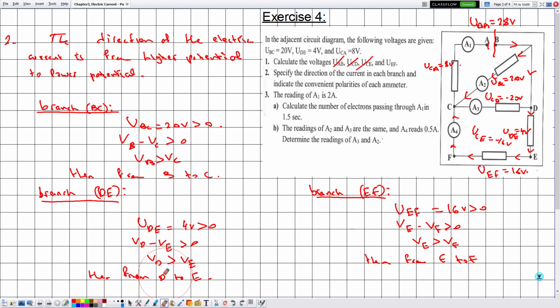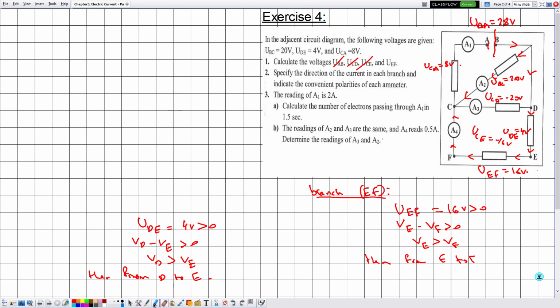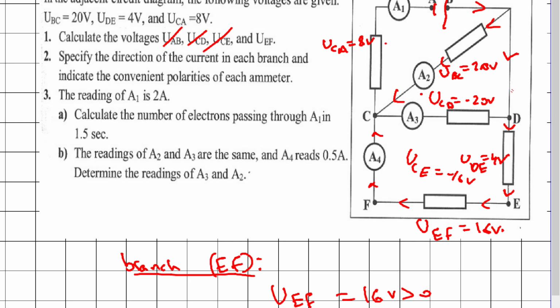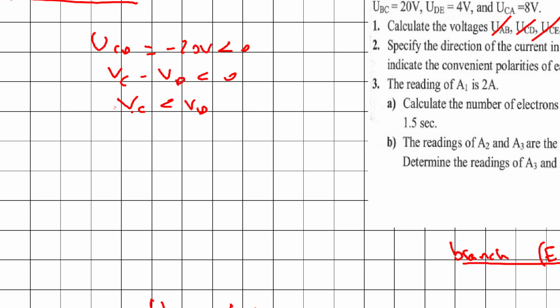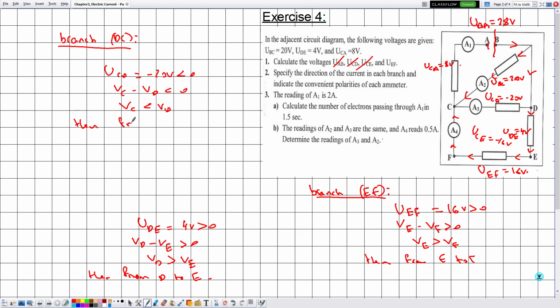Now as for the branch DC, we didn't discuss DC. So the voltage UCD is equal to minus 20 volts, which is negative. Then VC minus VD is negative, then VC is less than VD, which means that the current flows from D to C. Then from D to C, like this.